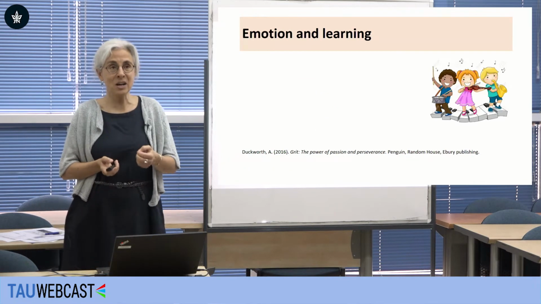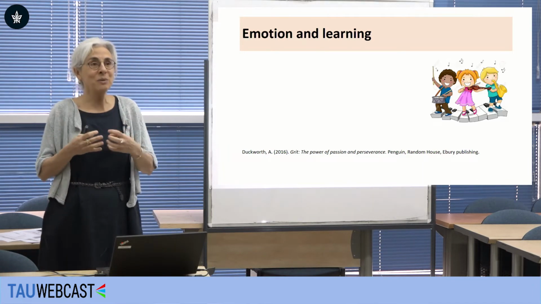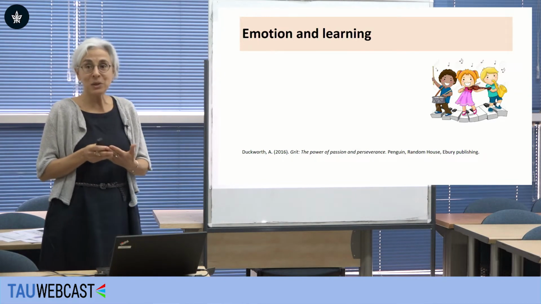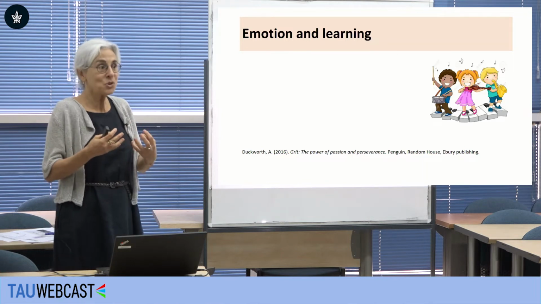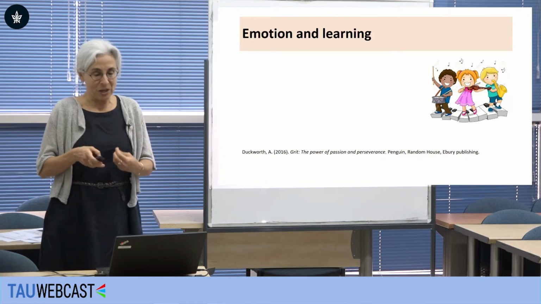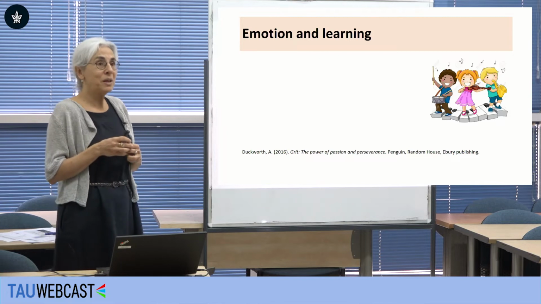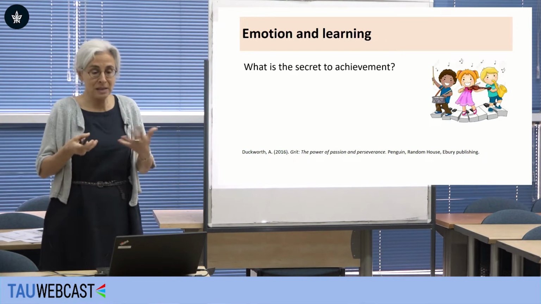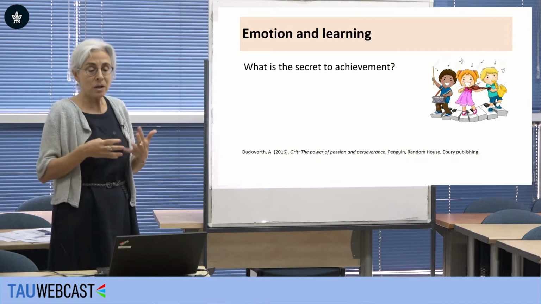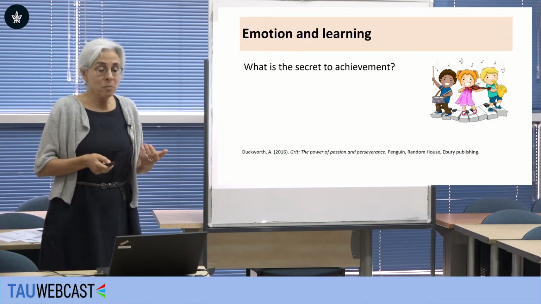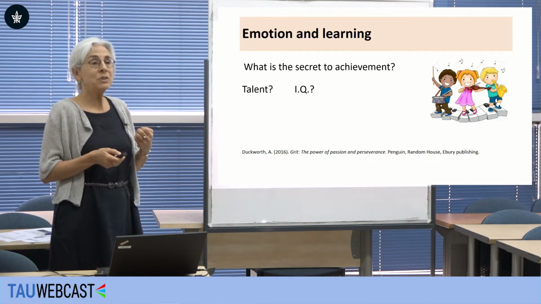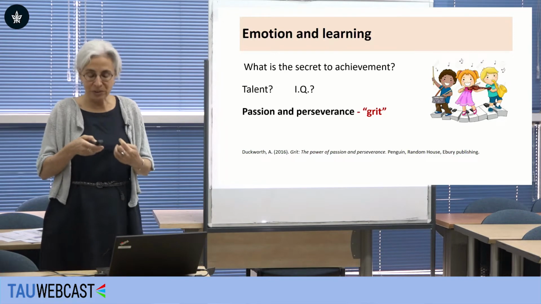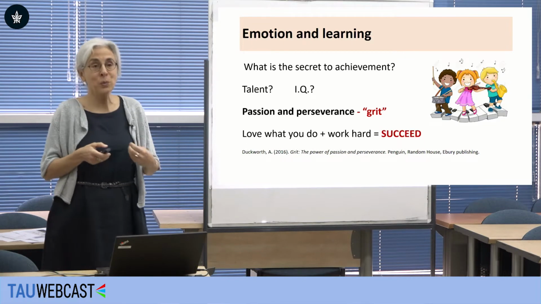Another researcher is Angela Duckworth, also a psychologist. I compare learning a language to learning to play a musical instrument. Like when we are learning to play a musical instrument, we practice more if we like the instrument, if we love it even, right? So learning a language is similar. Angela Duckworth conducted experiments with thousands of very, very successful people. And she was interested in knowing what is the secret to achievement? What is the secret, right? How do people become such great achievers? Are they more talented, or do they have a higher IQ? And she came to the conclusion that a combination of passion and perseverance that she calls grit is the secret to achievement. In other words, if we love what we do and we work hard, we succeed.